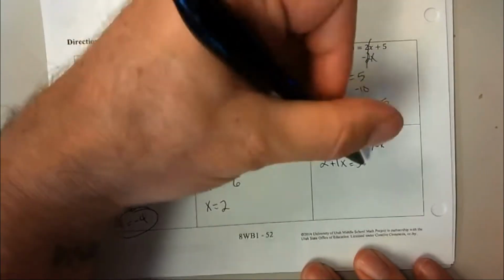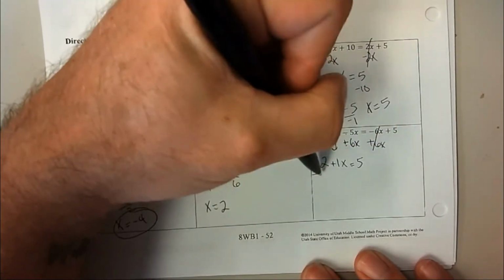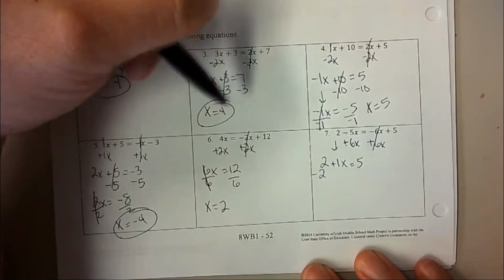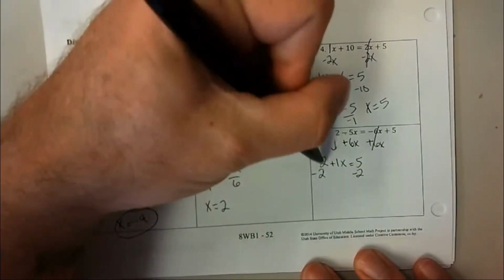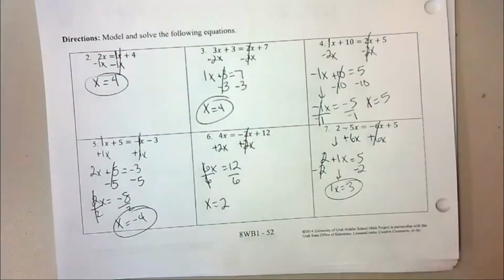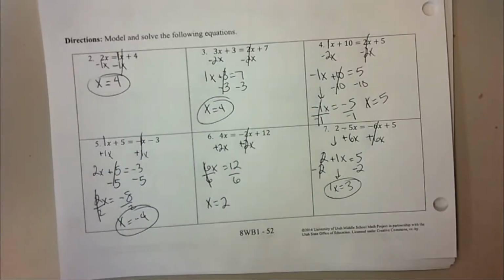Okay, then I see I want to move my constant to the right side. That's a positive 2, so we'll do the inverse, which is negative 2. Come over to the right side, do a negative 2 as well. So 2 minus 2 will cancel out, which drops down just your 1x. 5 take away 2 gives you 3. And that's our final answer there. x is equal to 3.